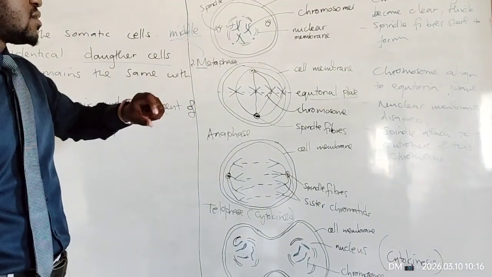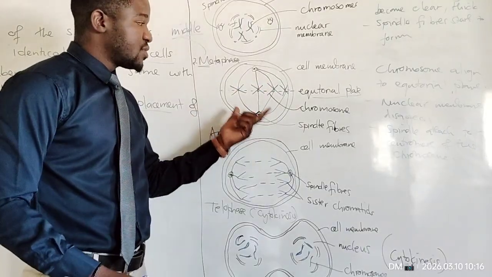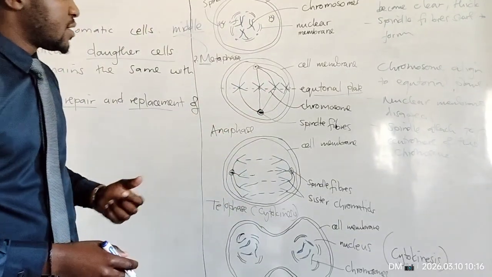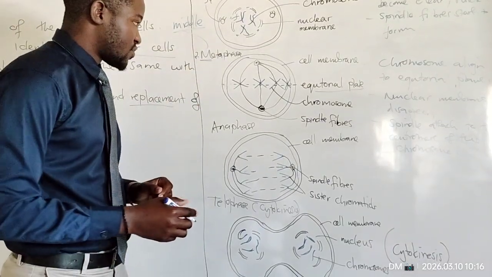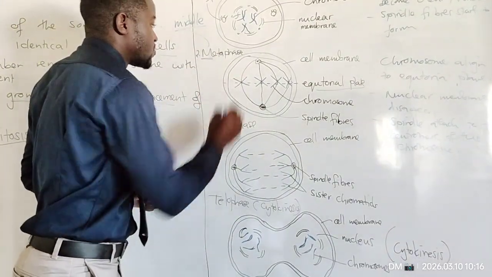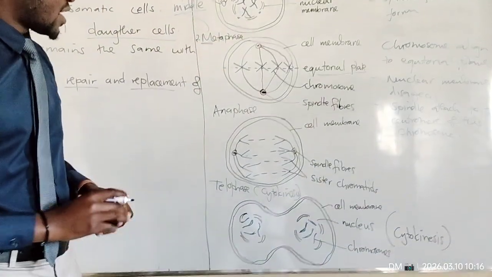Chromosomes align to the midline or the equatorial plate, and then the nuclear membrane disappears. The spindle fibers appear and they attach to the centromere of the chromosome. At the center here of the chromosome, it is called the centromere. From metaphase we move on to anaphase.